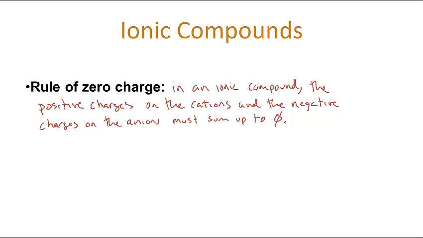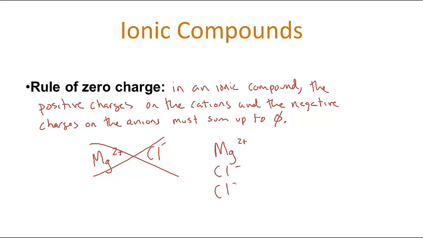So for example, if I have Mg, which is 2+, and 1 Cl-, this doesn't work because I would be left with a leftover charge of +1. Instead, what I get is Mg, which is 2+, and then 2 Cl-, which we write as MgCl2. So MgCl would not work.